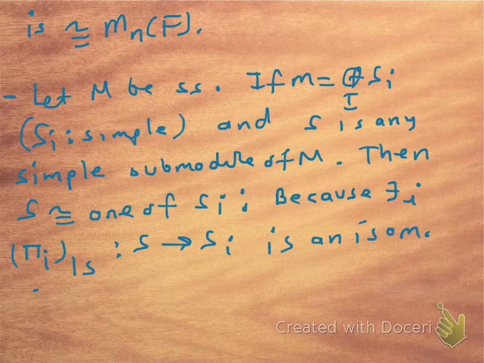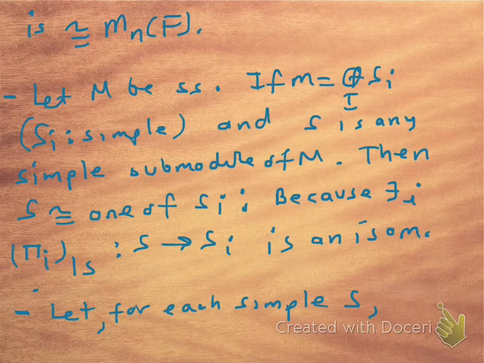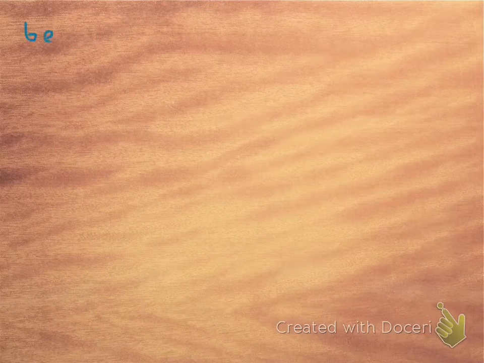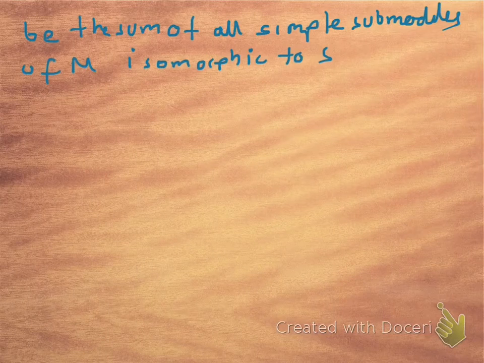Okay. Next, we define the homogeneous component of a semisimple module. So once again, we are assuming M is semisimple, and take any simple module S. It doesn't even have to be a submodule of M, or isomorphic to one of them. Then we will define Hs to be the sum of all simple submodules of M isomorphic to S. We call this the homogeneous component of M with respect to S.